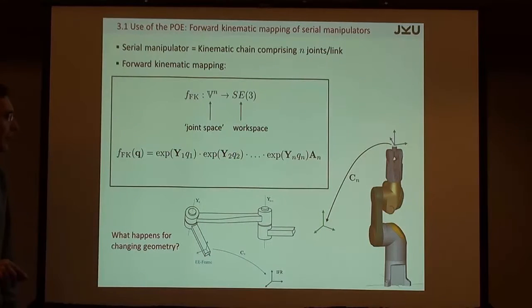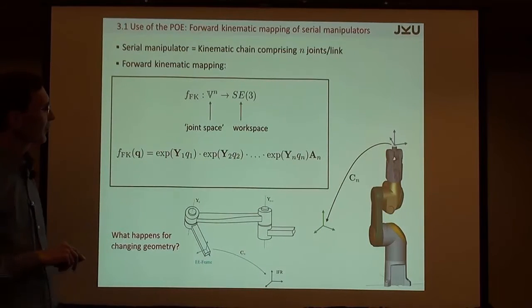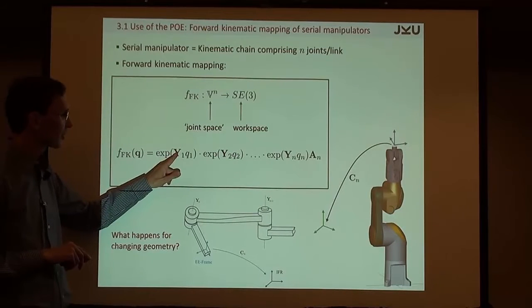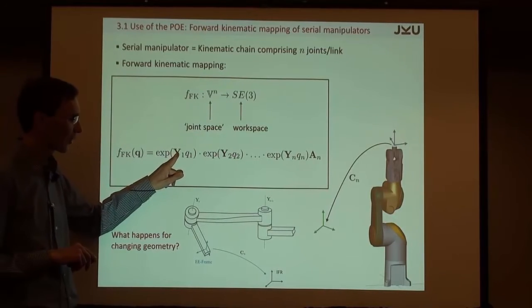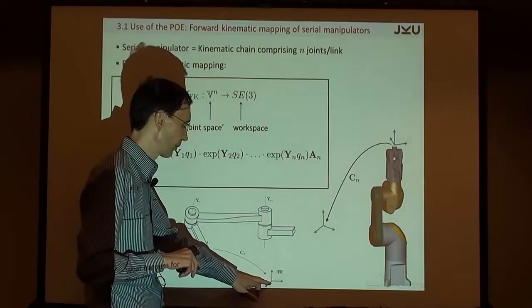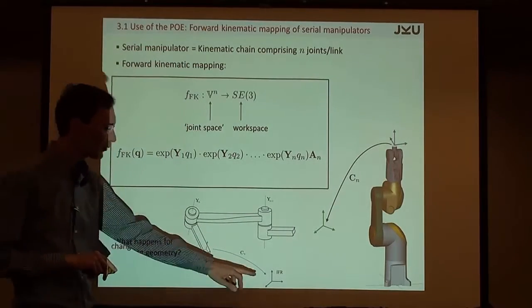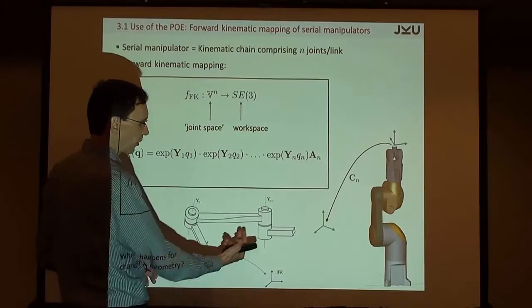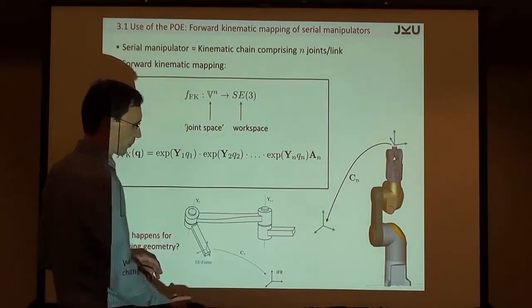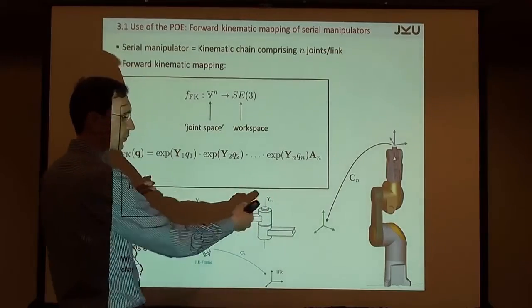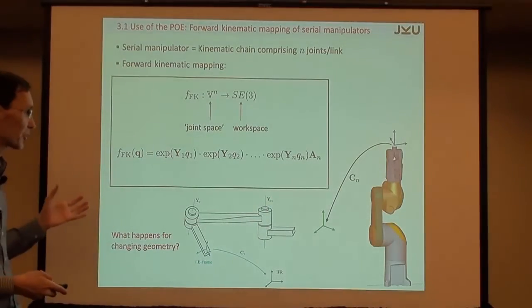What happens then? Maybe that formula is not the best one, because all the joint screw coordinates are expressed in a space-fixed frame. Sometimes it makes sense to express them not in a space-fixed frame, but in a body-fixed frame, because then you can easily describe these misalignments and even deflections.